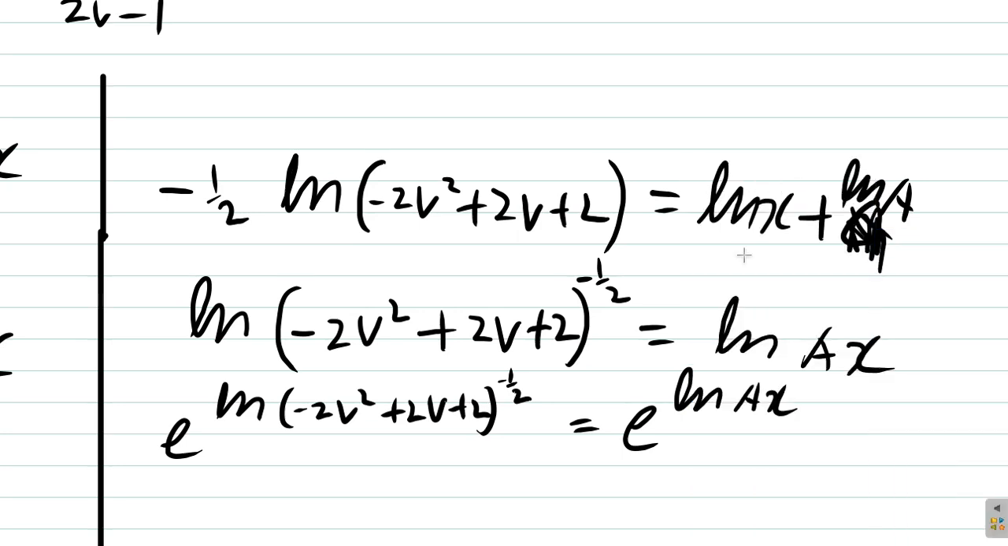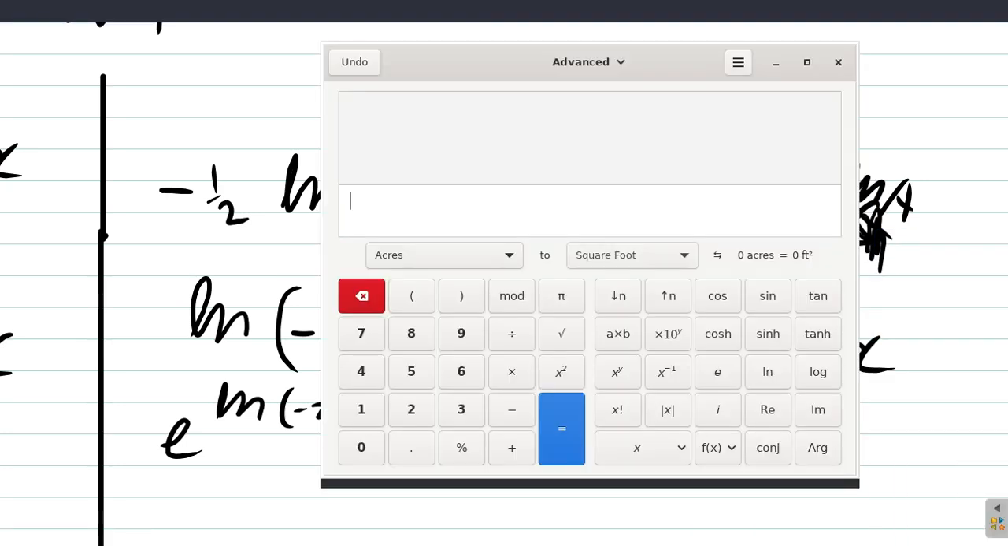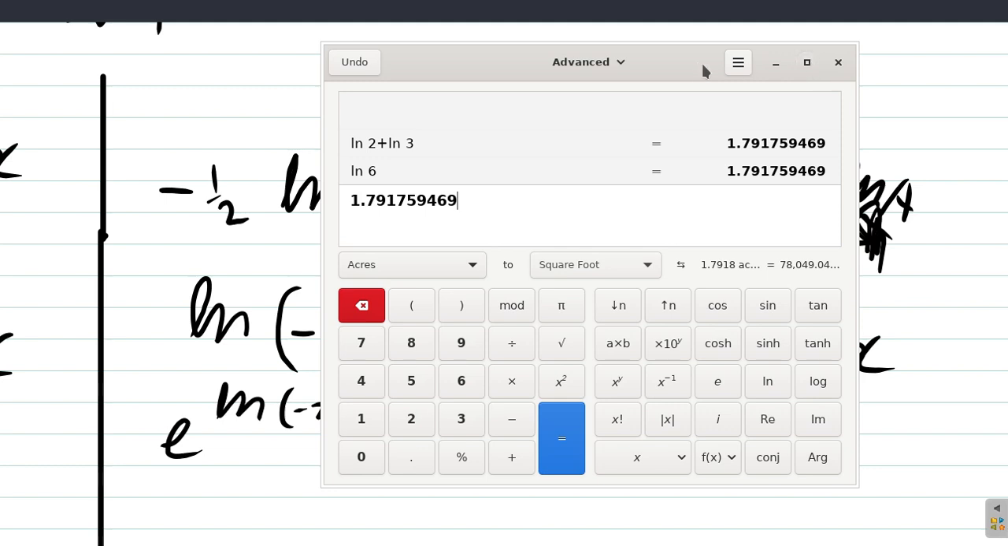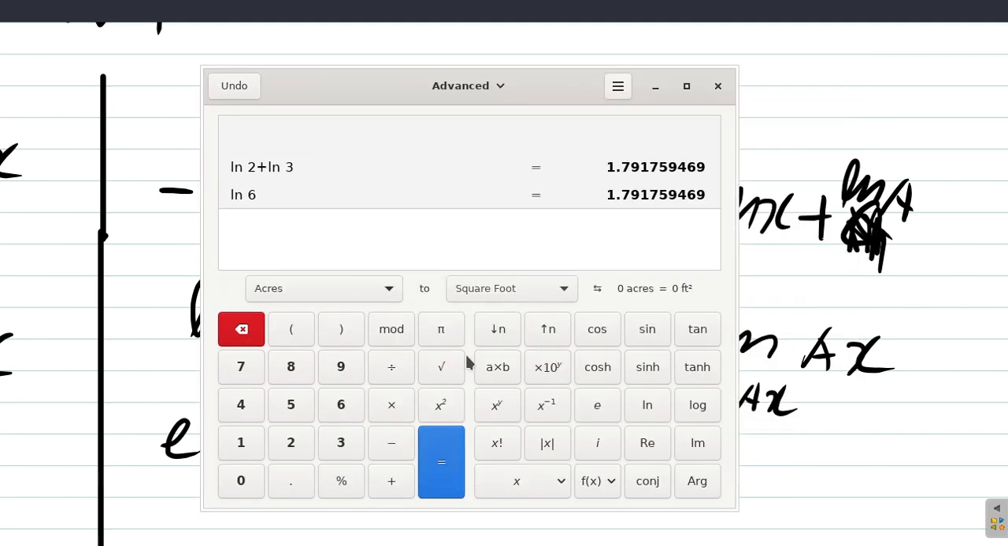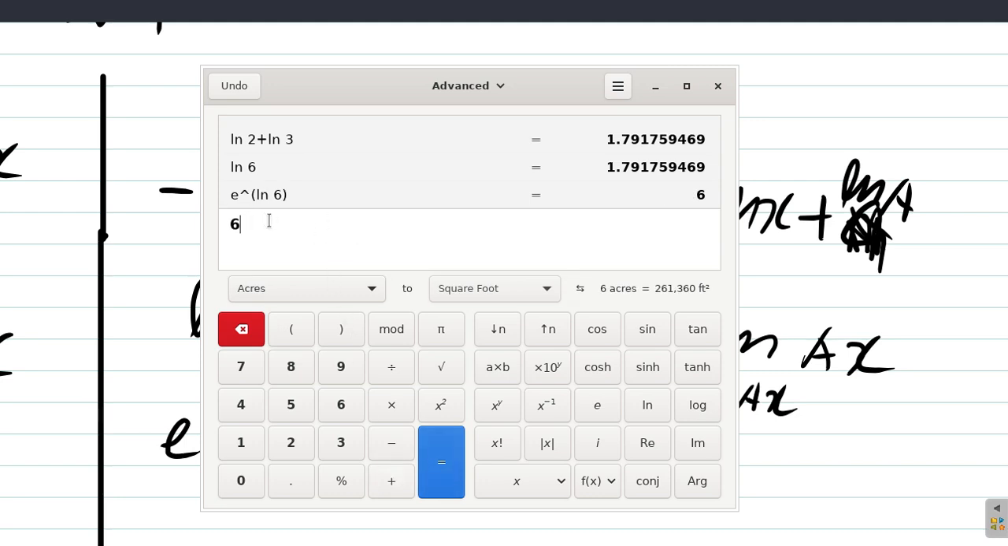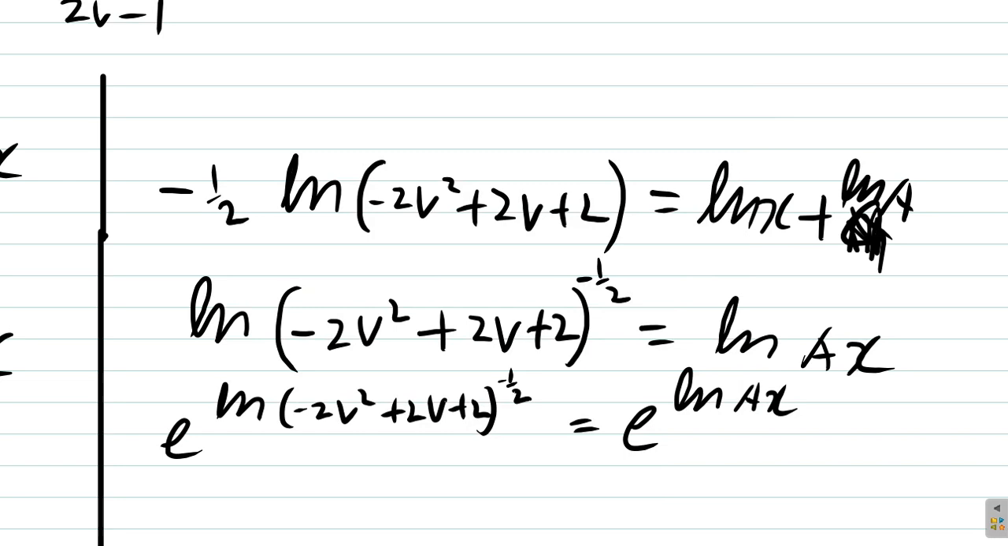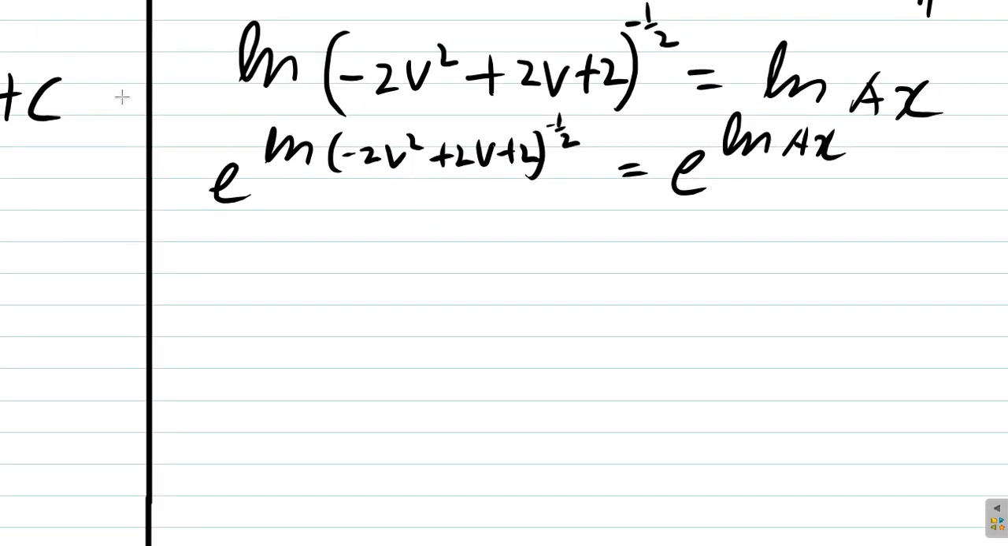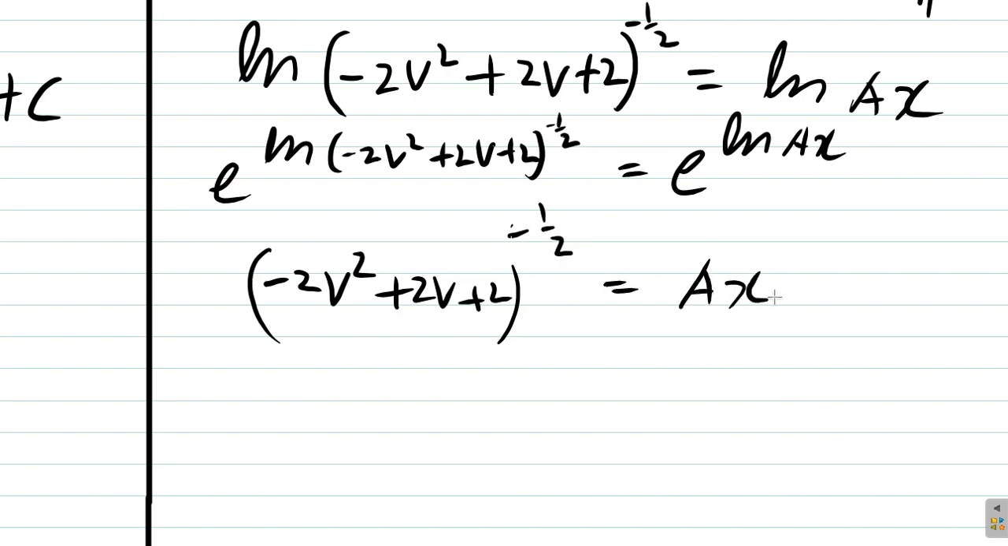An example would be e to the ln 6, whatever number it is. So e raised to the power of, open bracket, ln 6, close bracket, and you get 6. Any number you try, it will work. The exponent e to the power of and the ln cancel each other, leaving the number undisturbed. So what we have here is that (negative 2v squared plus 2v plus 2) to the negative half is the same as ax.